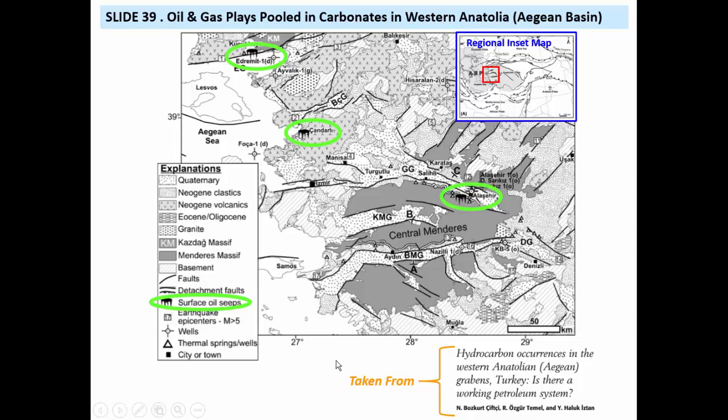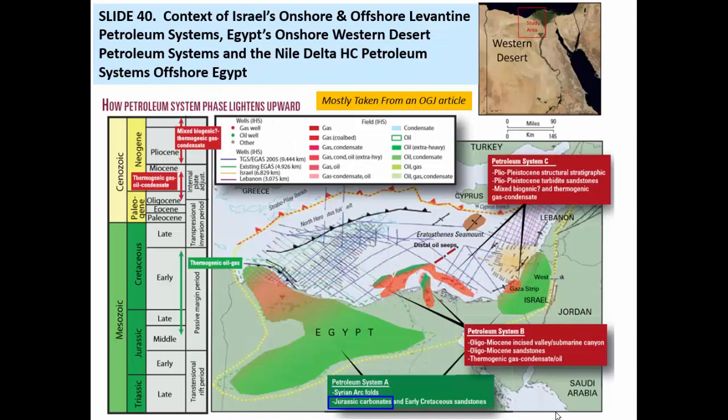This is taken from this paper down here. So right now, this looks interesting, but not at bad times. You don't make this play at bad times. This is from a paper in the Oil and Gas Journal. It's actually a very good paper. It talks about the 3 different types of petroleum systems here, A, B, and C.